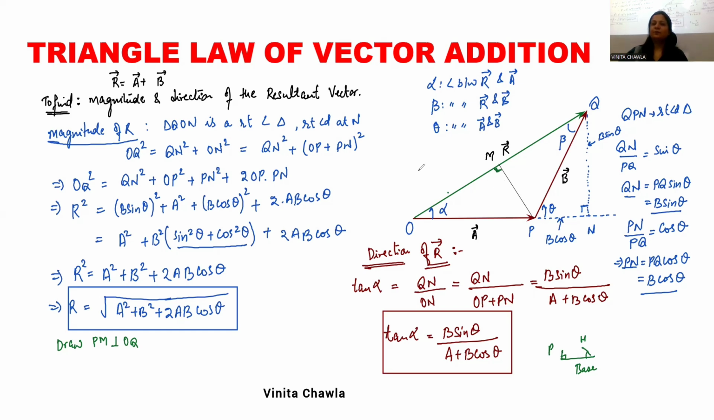What will we write? PM upon OP is equal to sine alpha, perpendicular upon hypotenuse. So PM is OP sine alpha. OP is A, so we can write A sine alpha for this.